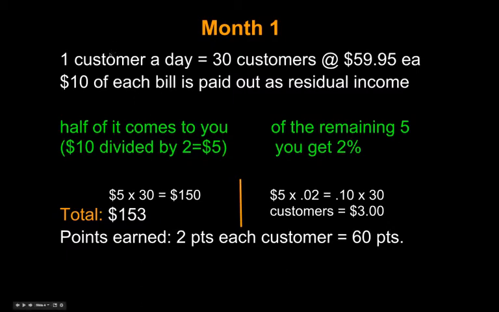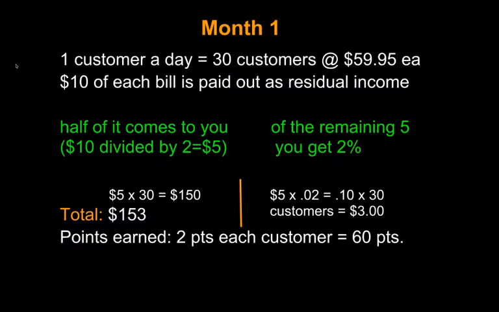Okay, so in month 1, now 1 customer a day equals 30 customers a month. Let's just say Sam got started in his first month. He was really excited. He wanted to go hard. He went out and he wanted to get a customer a day. So the customer, like I said, they pay $59.95 each for the month. Out of that, the company gives $10 as your residual income, your commission for getting the customer.